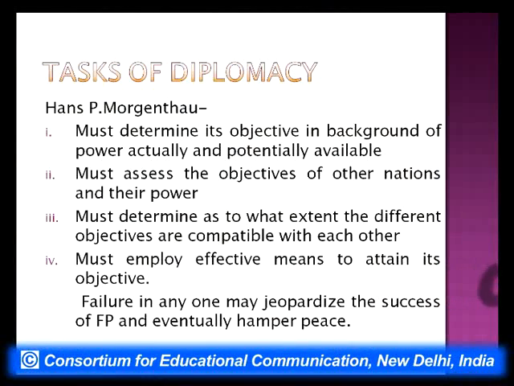Now, the third important task of diplomacy according to Morgenthau is that it must determine to what extent the different objectives are compatible with each other. That is, there are a lot of policy objectives. A country A must be having certain policy objectives, country B may be having certain policy objectives. The best solution would be to have a policy which is compatible with the national interest of both A and B.